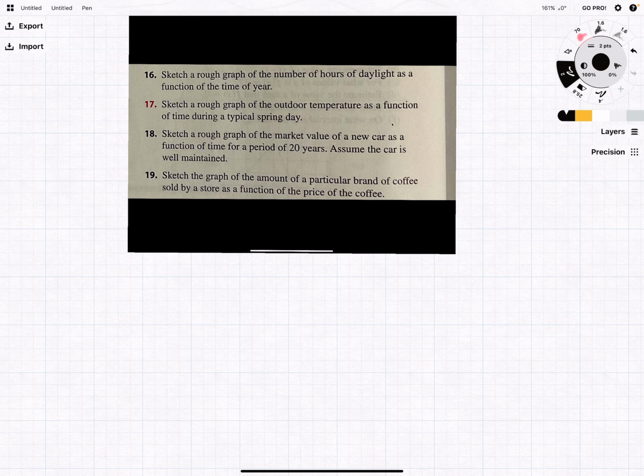And getting started with 16, it says, sketch a rough graph of the number of hours of daylight as a function of the time of year. Okay, well, what we know is that daylight tends to be shorter in the winter and longer in the summer. And drawing what that will look like, well, let's write 16, right? And here we'll get our graph started.